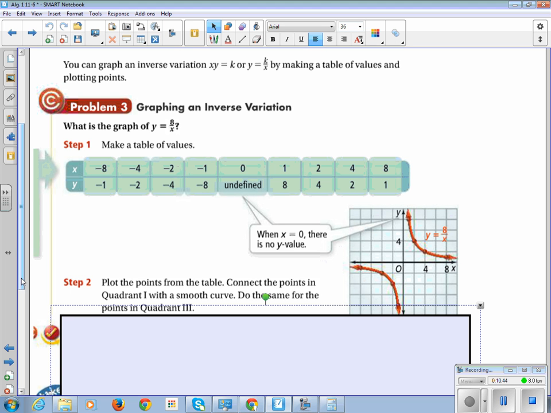All right, so make a table of values. So you make a little XY table. So y equals 8 over x. When I have negative 8 for my x, 8 over negative 8 is negative 1. When I have negative 4 for my x, 8 divided by negative 4 is negative 2, etc. When I plug in 0 for x, it is undefined because you can't have 0 in the denominator. Not allowed.